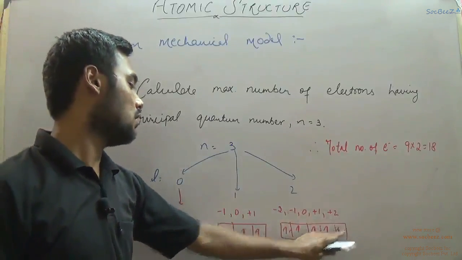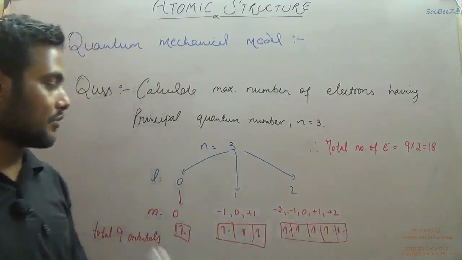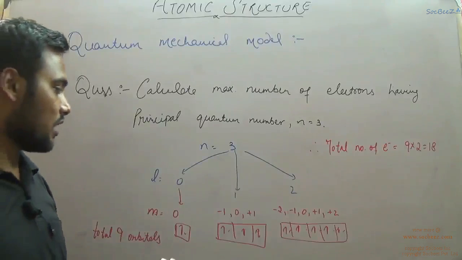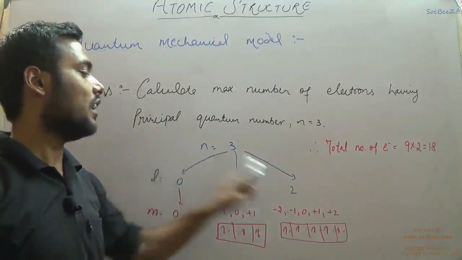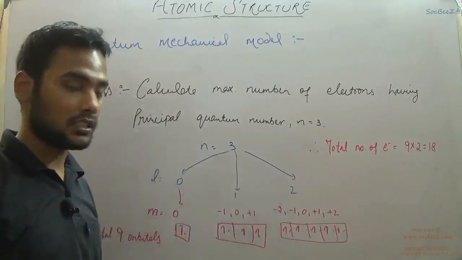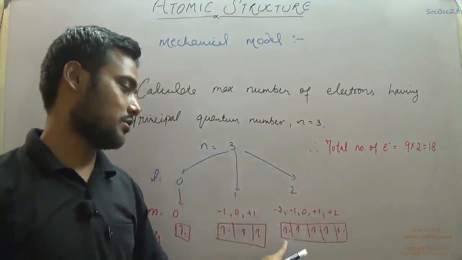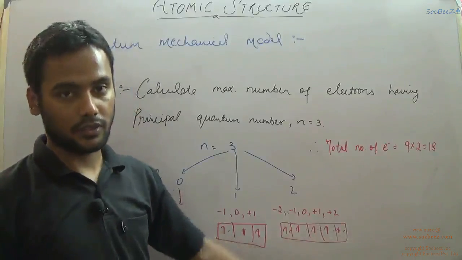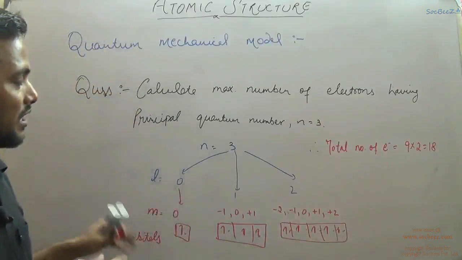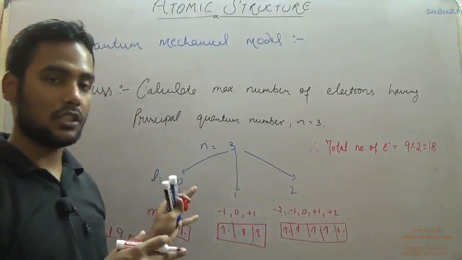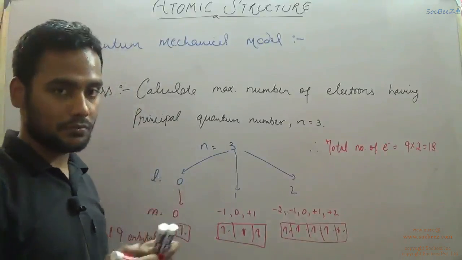Or you can be asked, what is the maximum number of electrons for which n equals 3, l equals 2 and s equals plus half. In that case, we are going to consider only these electrons. So the answer is 5. So there can be different variations of this particular problem.